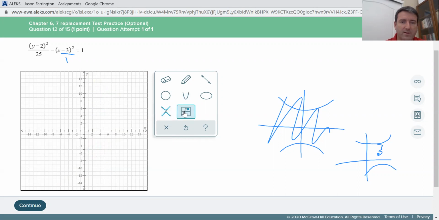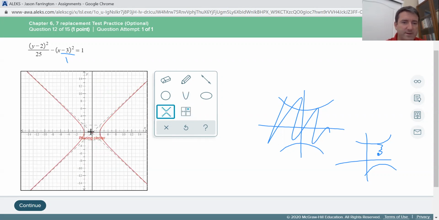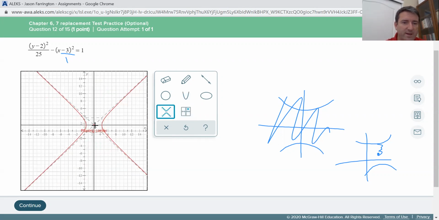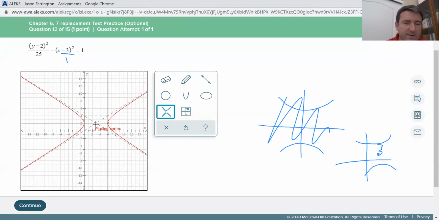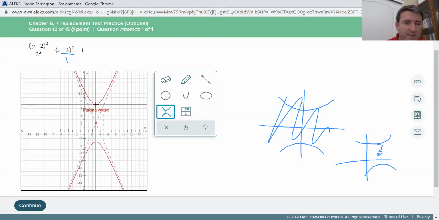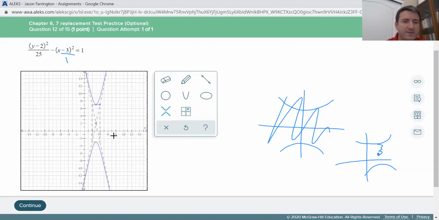We want our center at 3, 2. So many lines on this that it's really hard to see. We want to go up 7. And then on that same line, let's just go over 1 to 4. And there's going to be our hyperbola. All right.